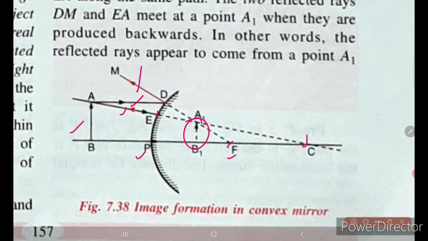So when these two reflected rays are produced backwards, they meet at this point, thus we can create one image here which is virtual, upright, diminished, and formed between the pole and the focus. Now both the mirrors, concave and convex, can form a virtual image, but the convex mirror forms a diminished virtual image, whereas the concave mirror forms a magnified virtual image. So let us learn how to draw this particular diagram.